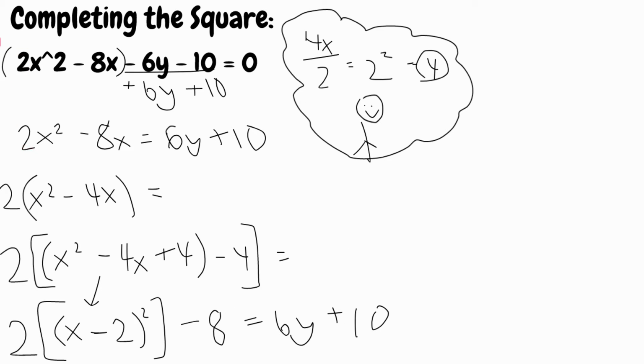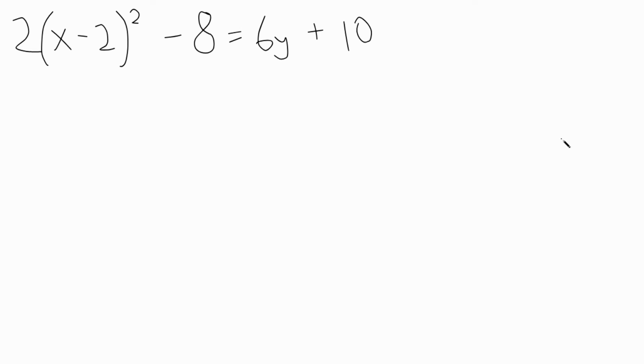And I need some more room, so I'm gonna open up a new thing. Be right back. Now that you're at this step, you're basically almost done. It's just a few extra steps to get there. Now, the first thing you can do, obviously, is just add the 8 to both sides.